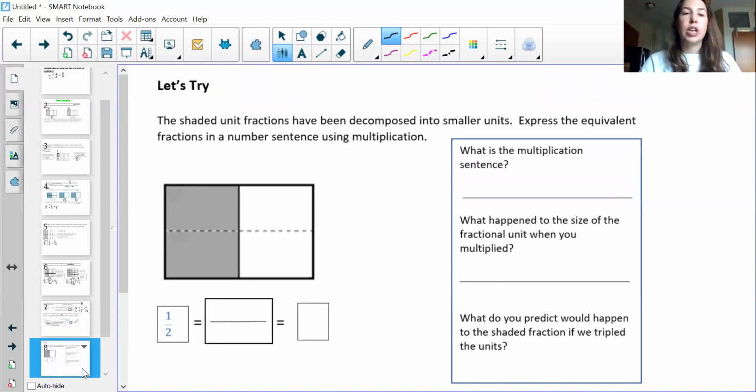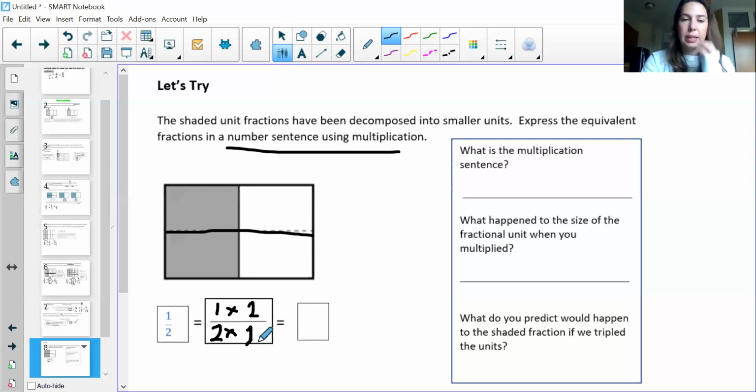Okay. The shaded unit fractions have been decomposed into smaller units. Express the equivalent fraction in a number sentence using multiplication. So what we're doing is we're looking at the model and we're writing the multiplication sentence. So we started with a half, and then they drew one line through the middle and made 2 rows. So we know we're going to take 1/2 and multiply times 2/2 because we have 2 rows.